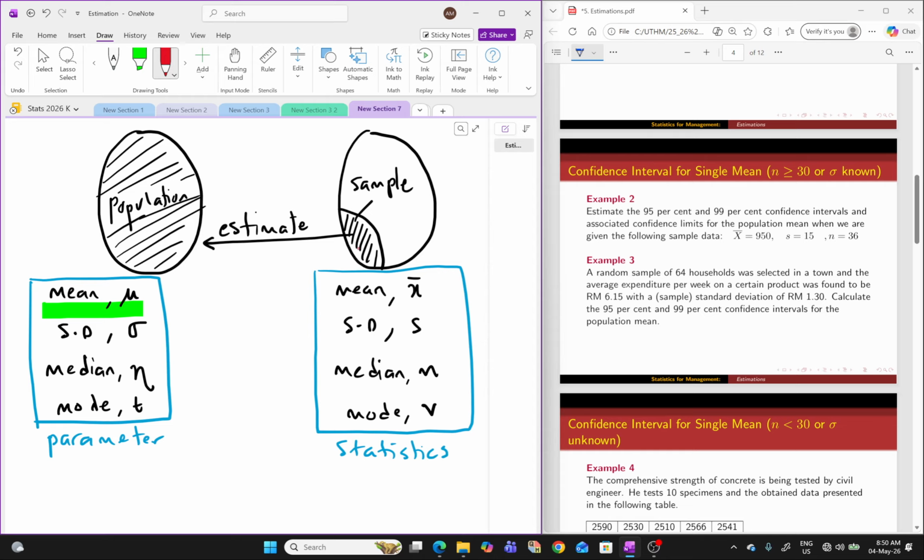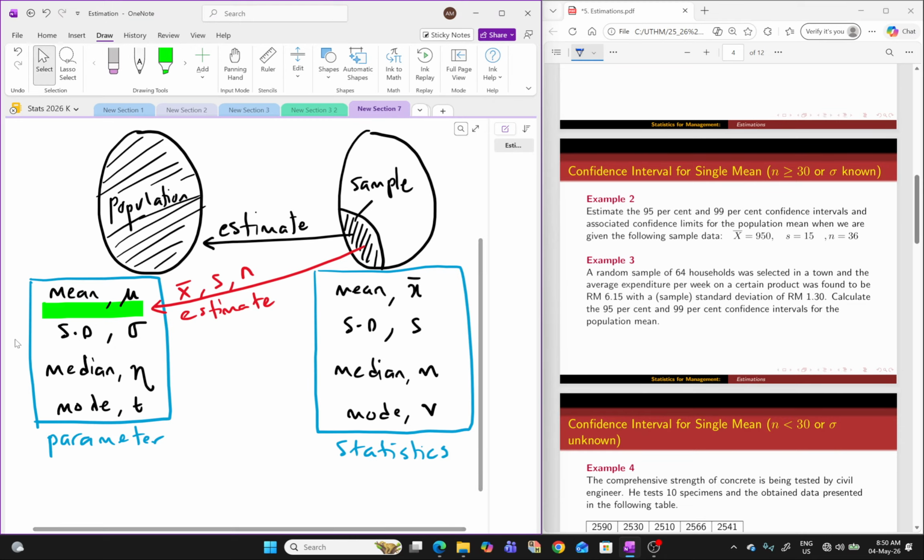We're going to estimate, membuat anggaran, by taking the sample mean, standard deviation, and also the sample size. N is sample size. So by taking all this information, we are going to estimate what is the population mean.